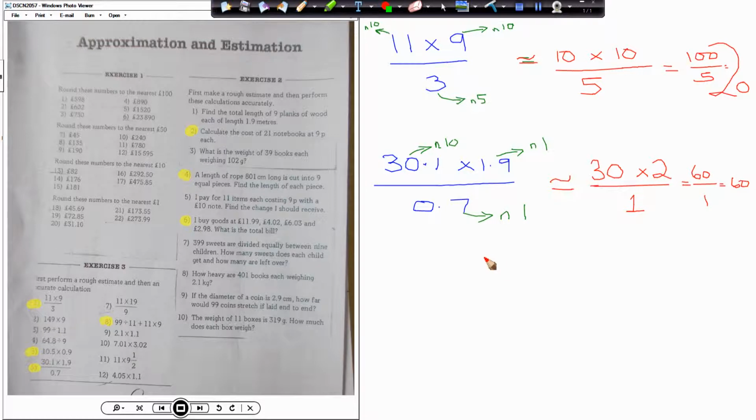So that's what we're doing here. We are deciding on what to do for each question. You should be writing these examples into your book. That's the least you should be doing. I've done 2 examples from exercise 3. I'm going to do some examples from exercise 2.